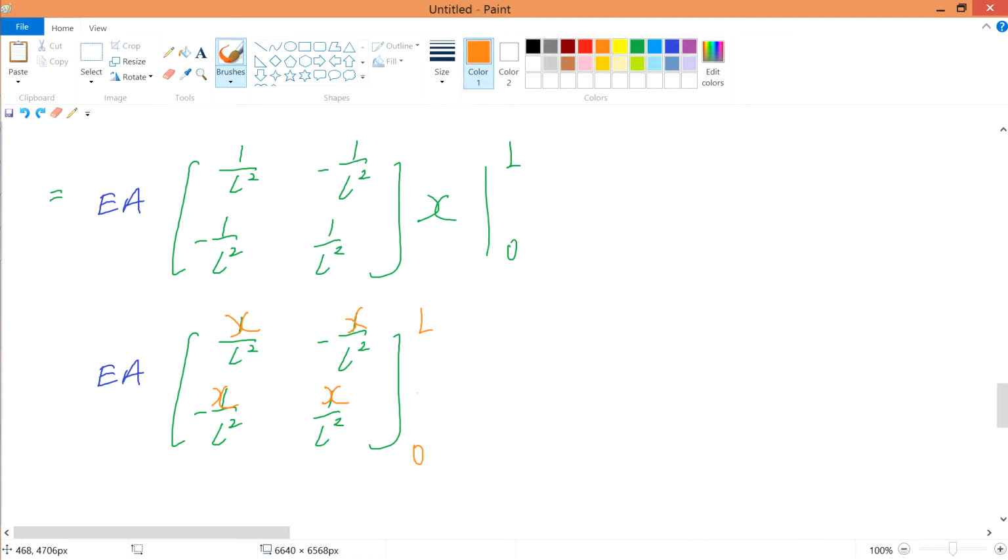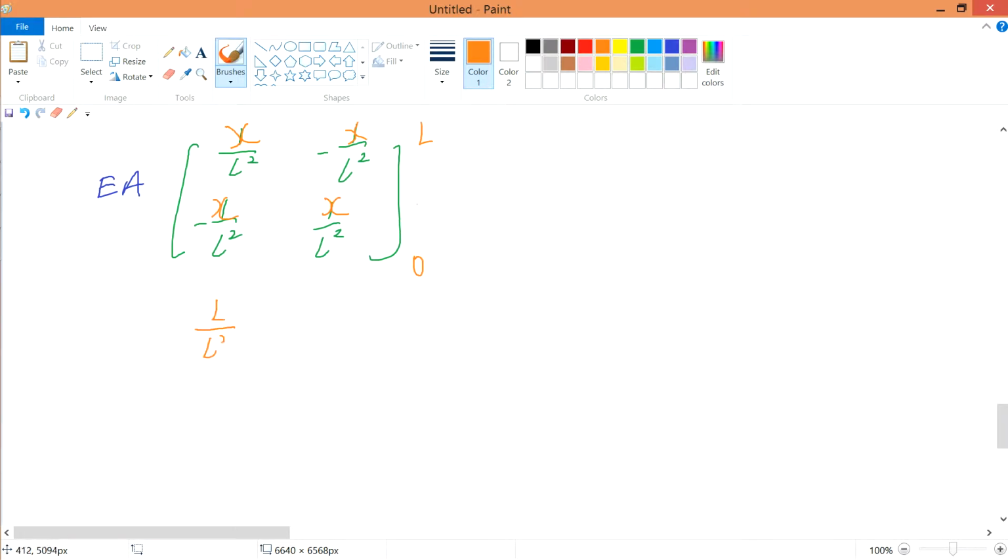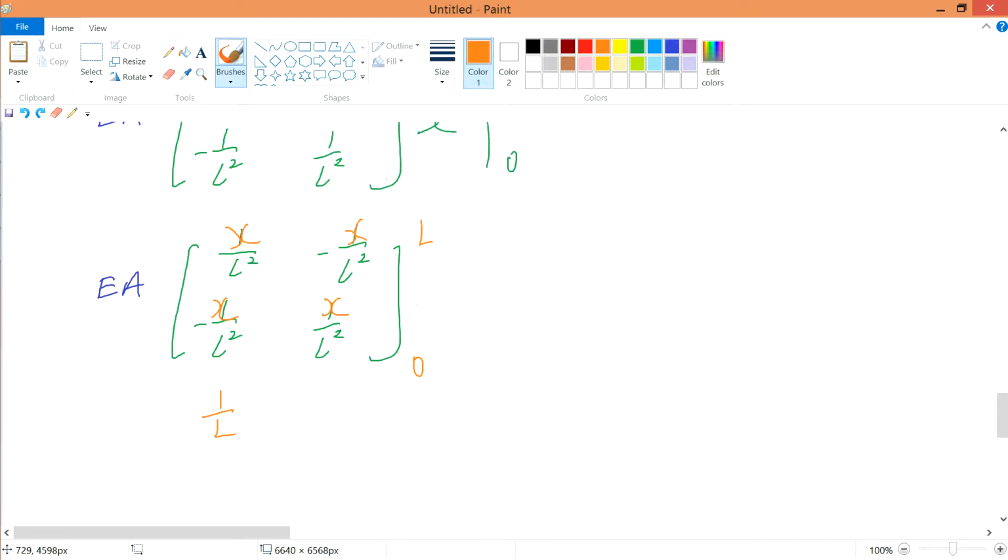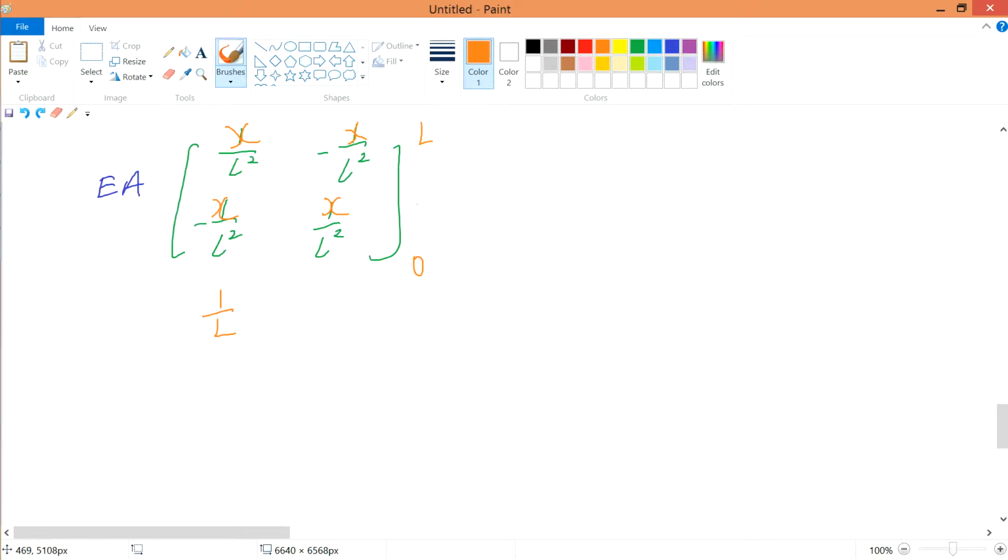When you sub in L, for this matrix over here, because it's L over L square, we will have 1 over L. Likewise for the other cases, this is 1 over L. For other cases, if I sub in L over here, it's minus 1 over L. Because if I sub in x as L, L and L cancel, we'll have 1 over L. Same thing, minus 1 over L over here.